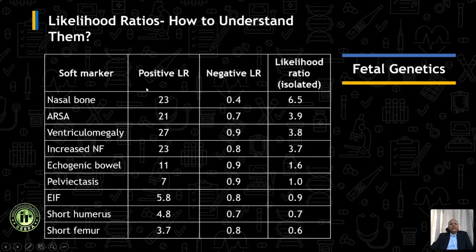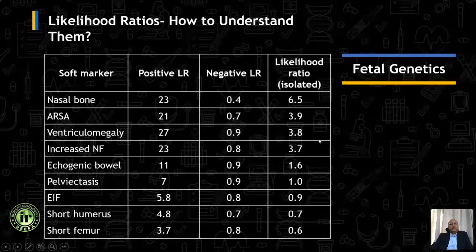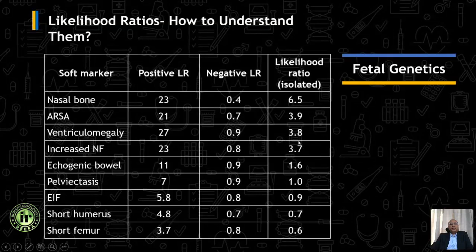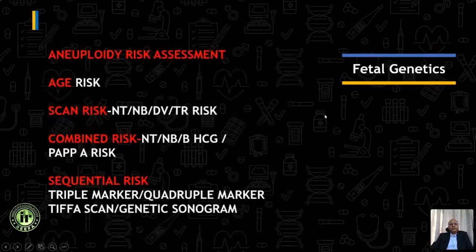The first group is unossified nasal bone with 6.5 as a likelihood ratio. The second group, which has ARSA, ventriculomegaly, and increased NF, all of them in the upper part of the body, has a likelihood ratio of half of 6.5 approximately, which is 3.8. The third group is echogenic bowel, which has a likelihood ratio of half of it, 1.6. And the last group with all the four markers has a likelihood ratio of 1. So the numbers to be remembered are 6.5, 3.8, 1.6, 1.0, approximately half of each. So this is how we need to group these likelihood ratios into 4 groups, and remember the numbers.